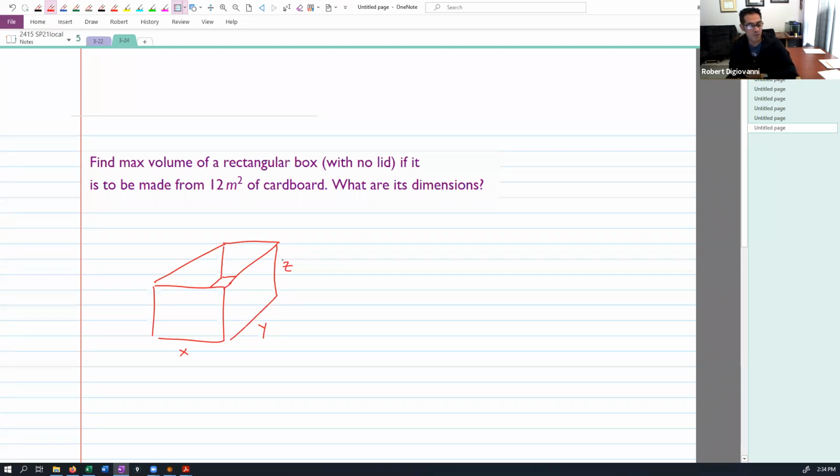What's the thing we're trying to find the max of? Volume, right? So this is going to be the volume function. It's a function of 3 variables, X, Y, and Z, and it simply is X times Y times Z. That's the volume of this box. But can X, Y, and Z be anything we want? No, there's a constraint.